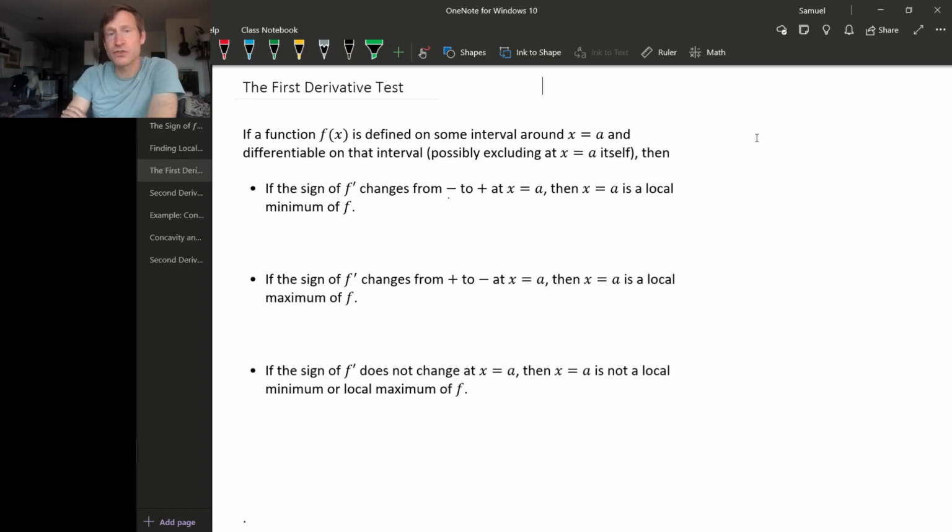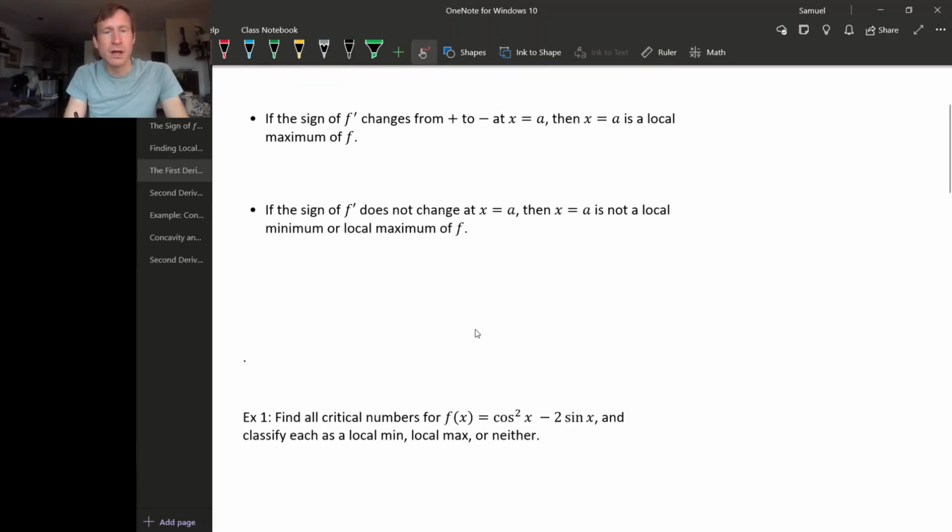So we figured out the first derivative test, which tells you, depending on how the derivative of a function changes sign from positive to negative or negative to positive, whether our x value where the derivative is changing sign is a local minimum, a local maximum, or neither. So let's look at a couple examples of this to see how it works.